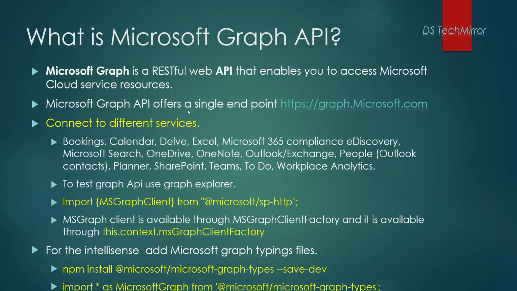Microsoft Graph API offers a single endpoint. To use Microsoft Graph API, you simply use this endpoint, https://graph.microsoft.com. After that, you simply append your API.